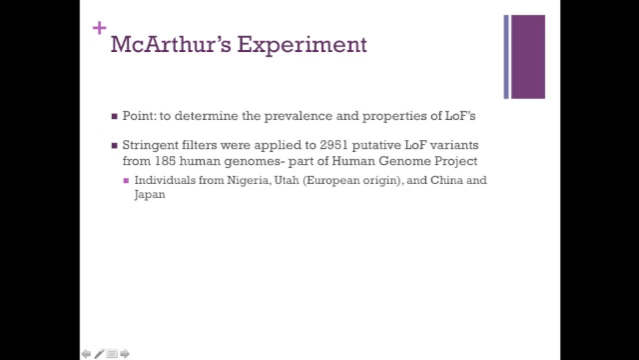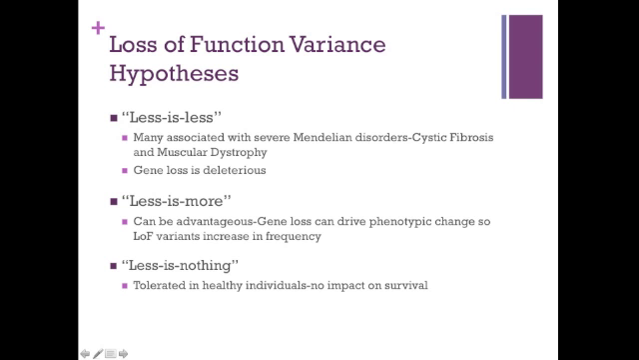In order to represent the human population as a whole, the 185 genomes that were used in this experiment included individuals from Nigeria, China, and Japan, and individuals of Western European origin. Stringent filters were applied to the 2,951 putative loss-of-function variants from these 185 genomes in order to account for any false positives and to find high-confidence loss-of-function variants.